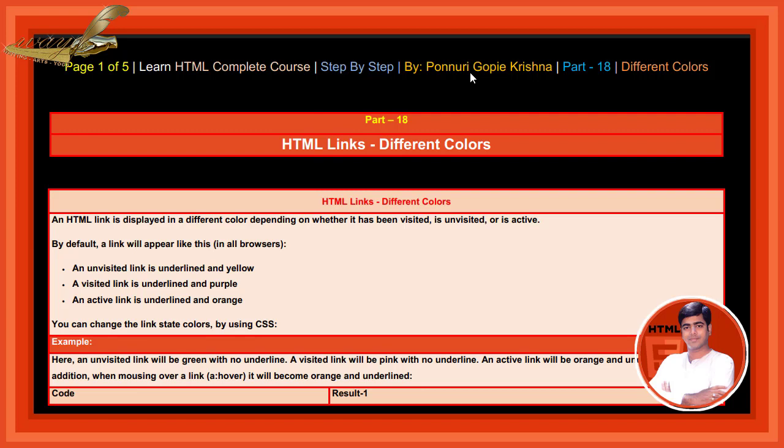An unvisited link is underlined and yellow. A visited link is underlined and purple. An active link is underlined and orange. You can change the link state colors by using CSS. Example.